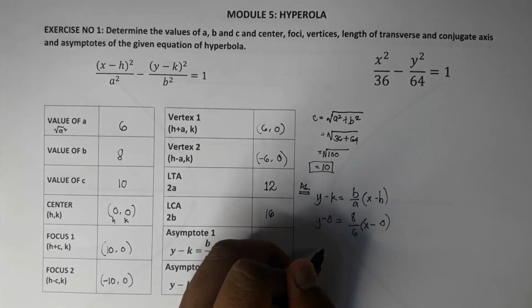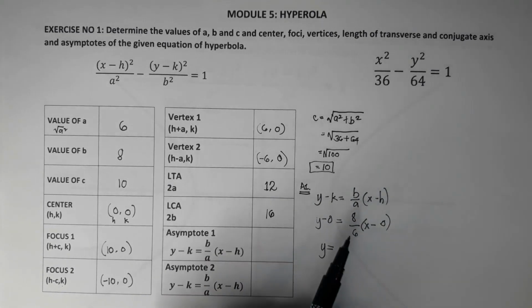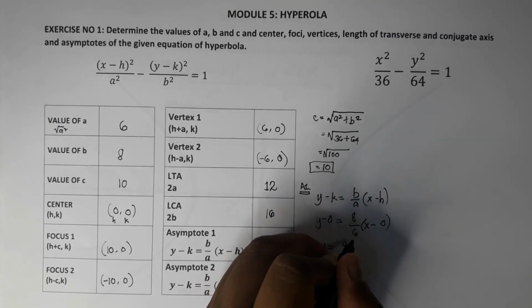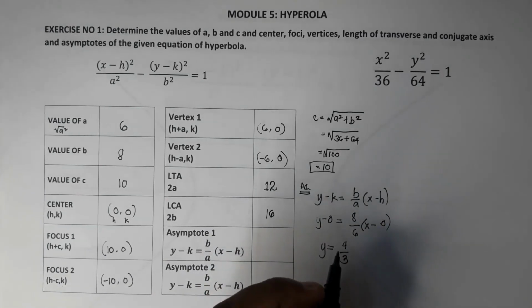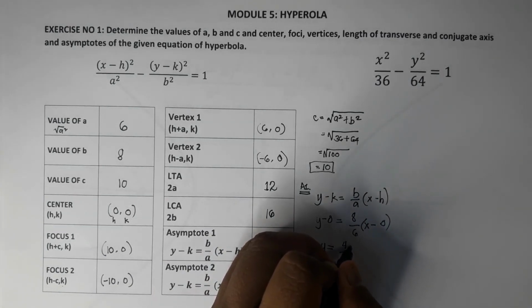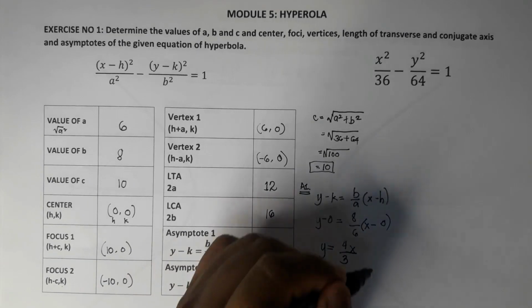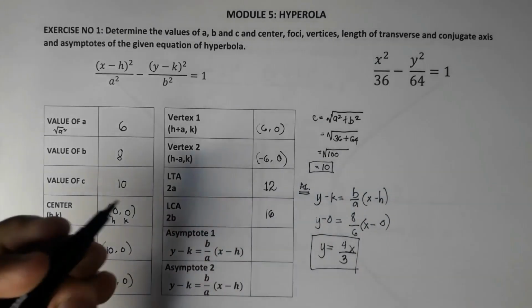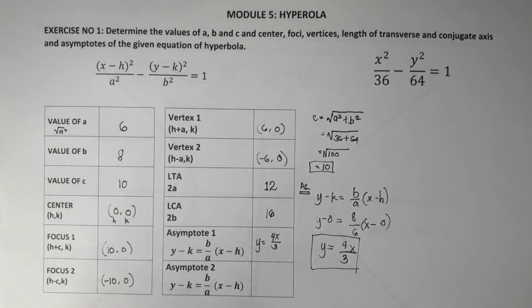O, yan na. Tapos, solve lang natin. y minus 0, so, y na lang kasi 0 naman yon. 8 over 6. Ano ang simplified nito? Think of a number that we can divide to 8 and also we can divide to 6. So, that is 2. So, 8 divided by 2 is 4. 6 divided by 2 is 3. Or lowest term yung tawag natin doon. x minus 0 is x. So, meron tayong y is equal to 4x over 3. So, the first asymptote has the equation y equals 4x over 3.